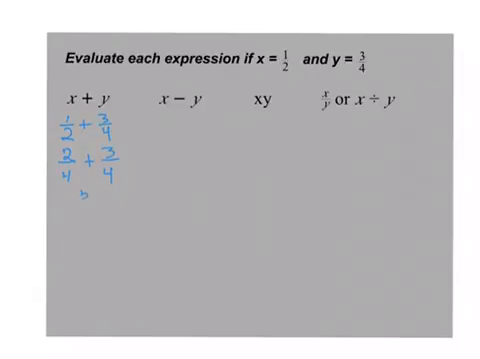Notice that I'm going to keep working my way down to get an answer of 5/4, and 5/4 simplifies to 1 and 1/4. So these might take us a few extra steps to get through, but that's okay. For x minus y, we're going to fill in 1/2 minus 3/4. We already know that 1/2 is equivalent to 2/4 minus 3/4.